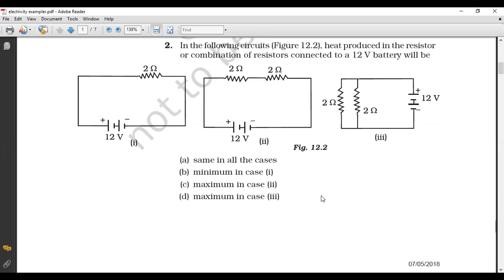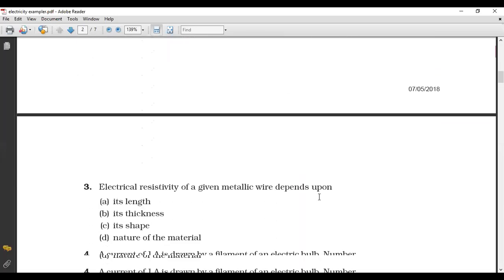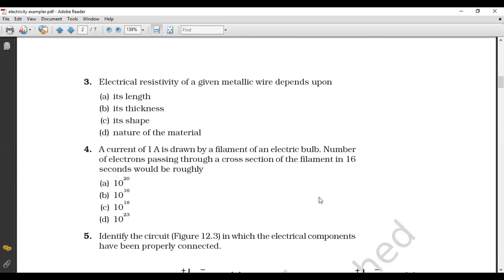Now we move on to the third question. Electrical resistivity of a given metallic wire depends upon. We have 4 options given: its length, its thickness, its shape, nature of the material. I hope you can easily answer this question. The answer for this question is nature of the material.